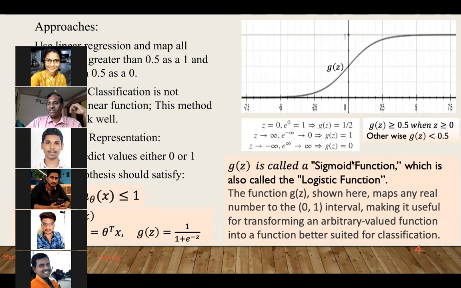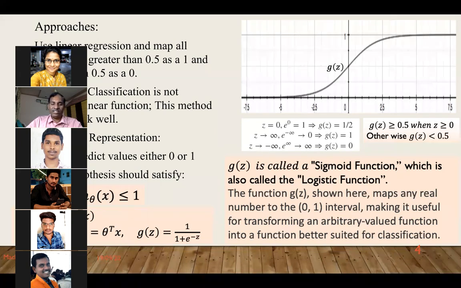So you don't actually need to go to infinity to get almost 1 probability. Even at 2.5 itself, you are getting almost 1 probability. So the function g(z) shown here maps any real number to the 0-1 interval, making it useful for transforming an arbitrary valued function into a function better suited for classification. We are trying to predict 0 or 1 based on probability, and the probability should be between 0 and 1. Then we got this logistic regression.